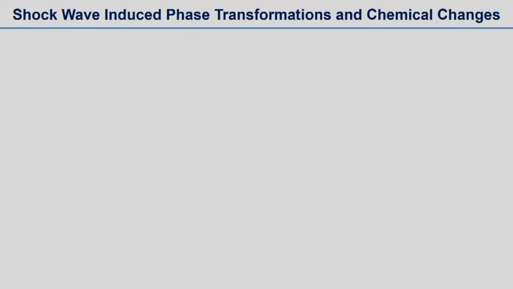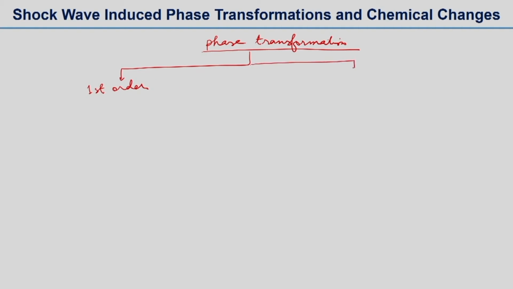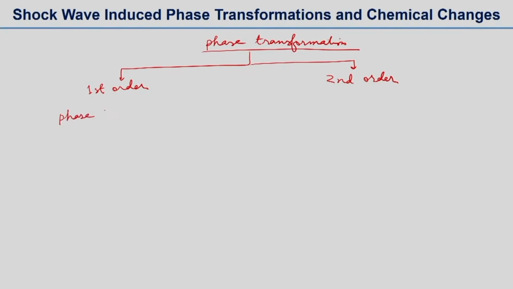So there can be another classification. We had one classification, which is diffusional and diffusionless, and there can be another classification of phase transformation, which we'll discuss in detail here. Phase transformations can be first order and second order transformations. This discussion will be based on thermodynamics. As we know from your thermodynamics classes, the phase stability can be determined by Gibbs free energy.